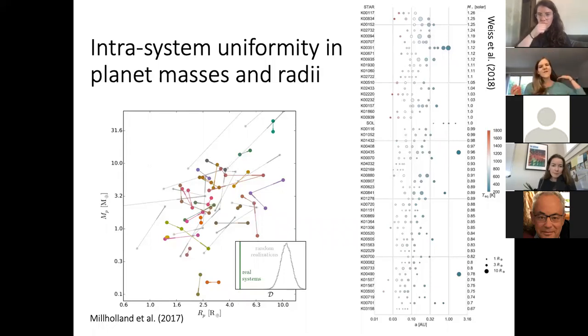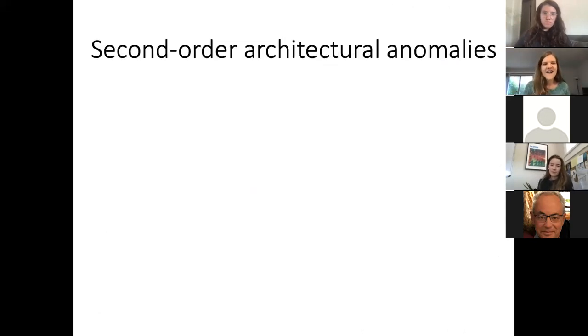So so far, it looks like everything is really straightforward. These systems are really structured in their orbital and physical properties. But it's not entirely so simple. If we take a closer look, we can contrast this first-order structure that we see among these multi-planet systems with some second-order architectural anomalies.